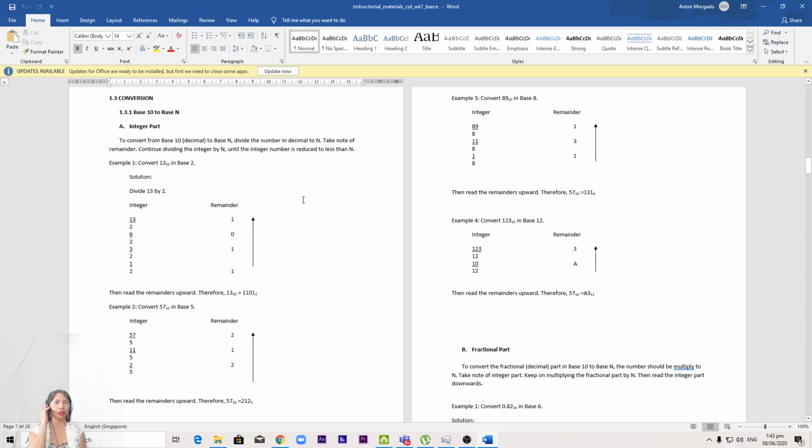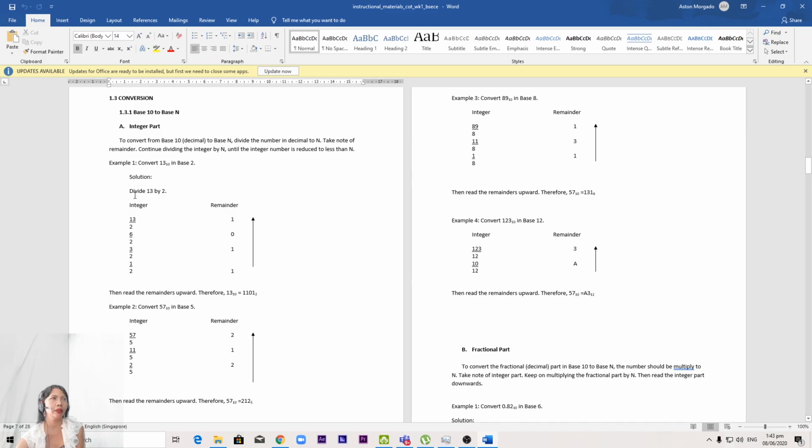So let's start with the integer part or the whole number. To convert from base 10 to base n, you have to divide the number in decimal by n. Take note of the remainder. Then continue dividing the integer by n until the integer number is reduced to less than n. So for example, let's have 13 base 10. Please convert it to base 2.